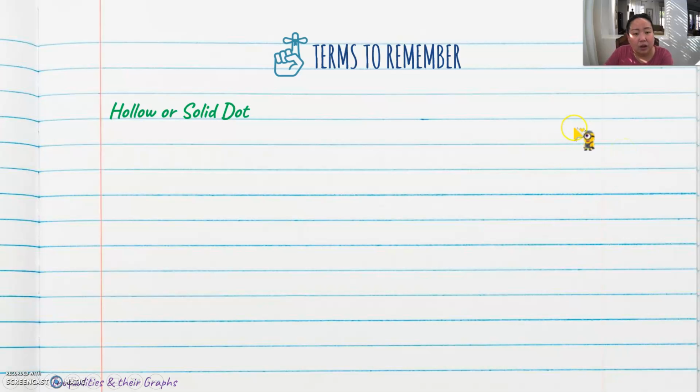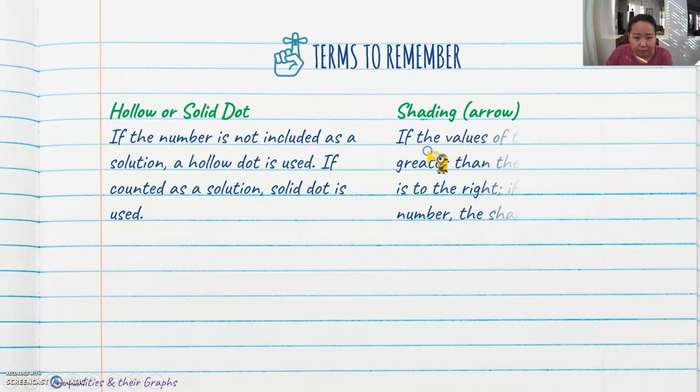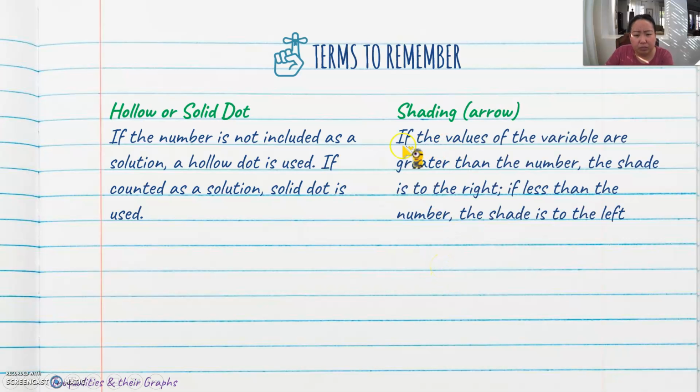So you will be seeing a hollow or a solid dot. What do they mean? If a number is not included as a solution, a hollow dot is used. If the number is counted as a solution, then you will be using a solid dot for it. And then the shading, the arrow: if the values of the variable are greater than the number, then the shade is to the right or the arrow is pointing to the right. If it is less than, then the shade or the arrow is going to be pointing to the left.